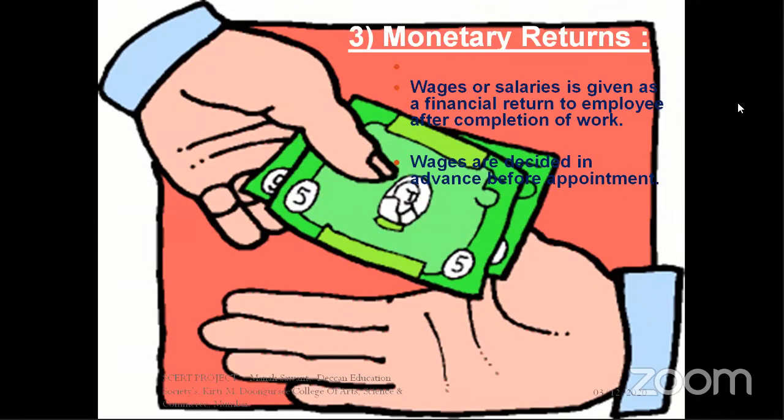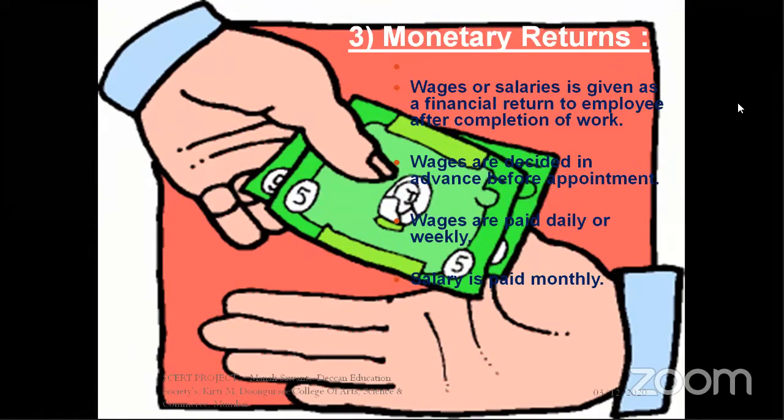Wages are decided in advance before appointment. See, whenever we appoint a certain person for 2-3 days to do a particular job, we will agree that we will pay 200 rupees per day or 500 rupees per day. So wages are always decided in advance before the appointment. Wages are paid daily or weekly. As we discussed, wages are always paid on a daily basis or weekly basis, while the salary is always paid on a monthly basis.